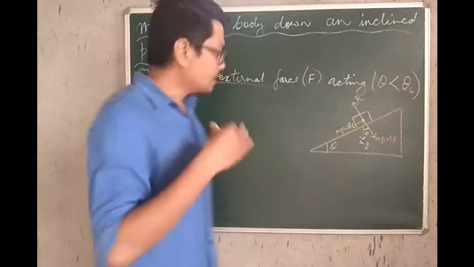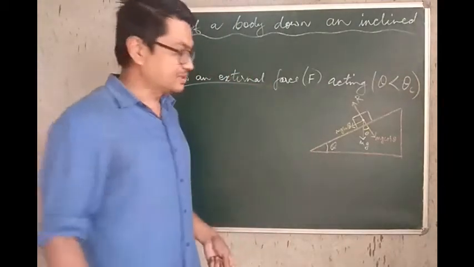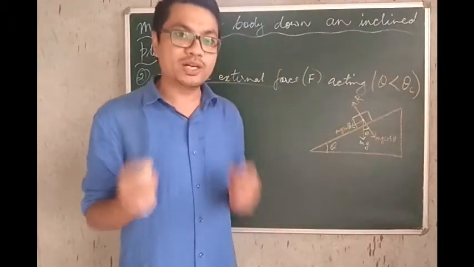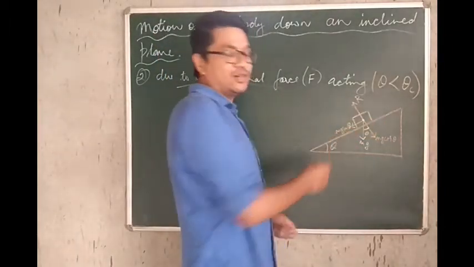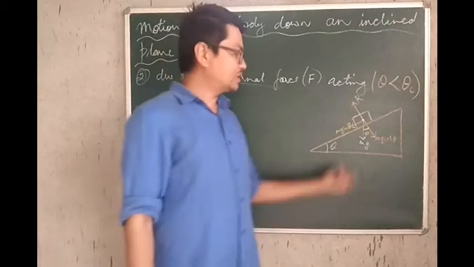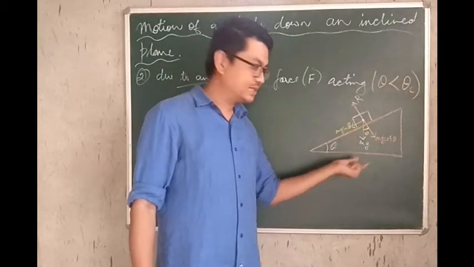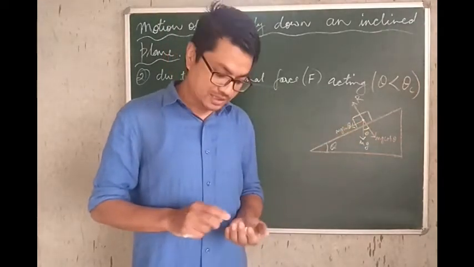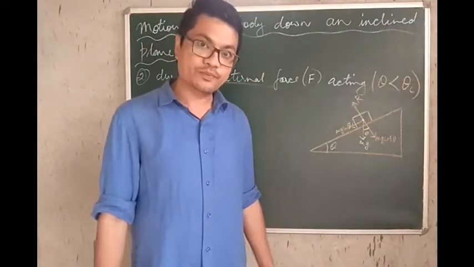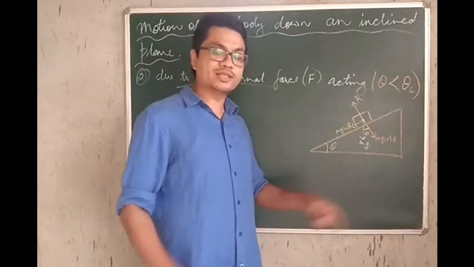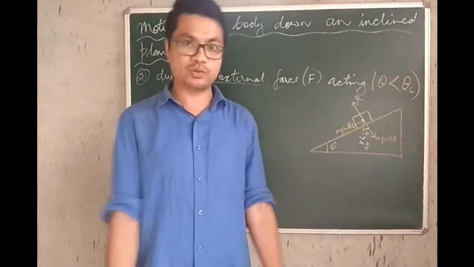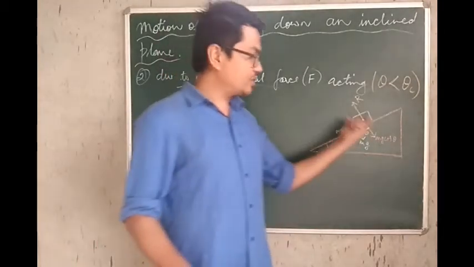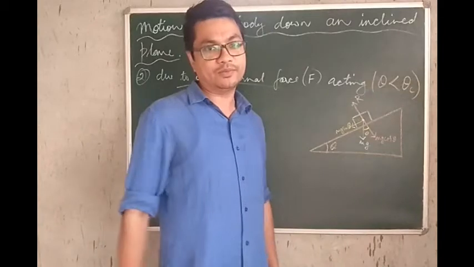Okay? So in this case, what happens is, when we have the body placed on the inclined plane, the body is not going to slide on its own. Although there is this component mg sine theta of the weight of the body acting on this body, still the body is not going to slide down because the angle of inclination is lesser than the angle of repose. And at the angle of repose, the body is on the verge of sliding down.